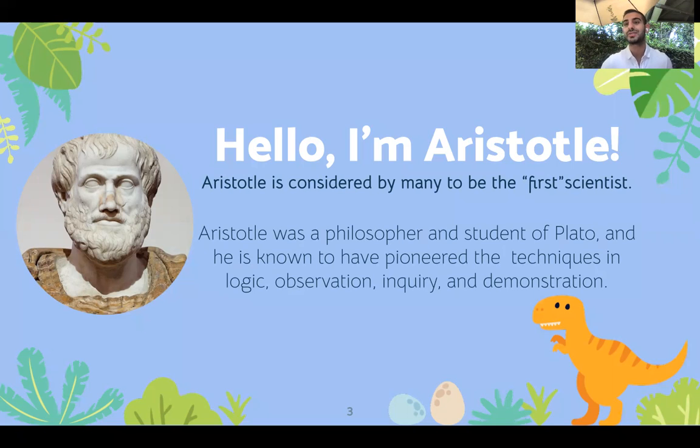And Aristotle is considered to be the first scientist, not because he discovered anything and not because he practiced science, but he practiced techniques in logic, observation, inquiry, and demonstration, which are techniques that we still use today when we study science.